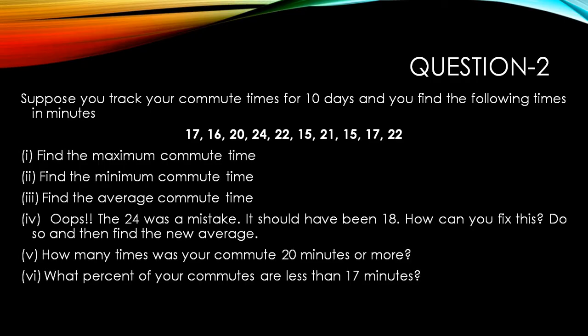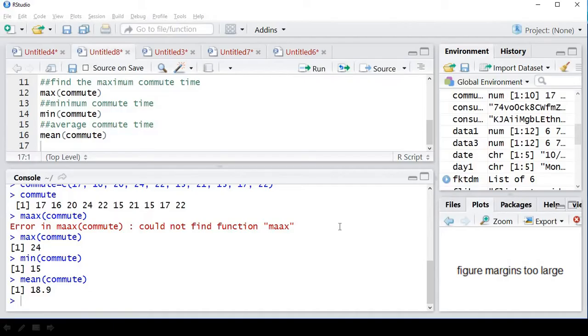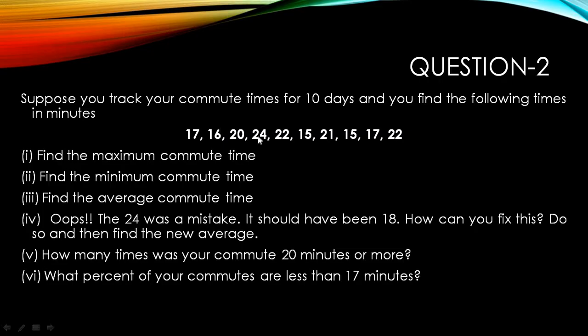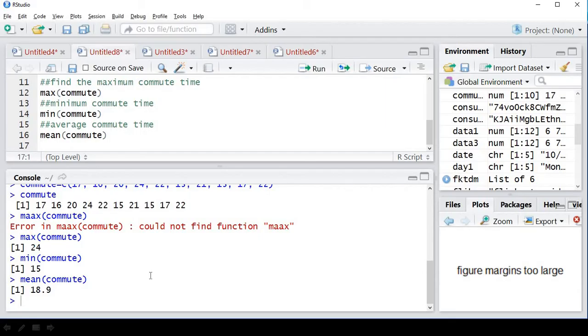Now the fourth one. Okay, this is a tricky question. Oops, the 24 was a mistake. That is to say, this 24 in this data was a mistake. It should have been 18. Now how can you fix this? Do so and then find the new average. Okay, what should I do? I have to replace 24 with 18. How do I do it? That is going to be quite tricky.